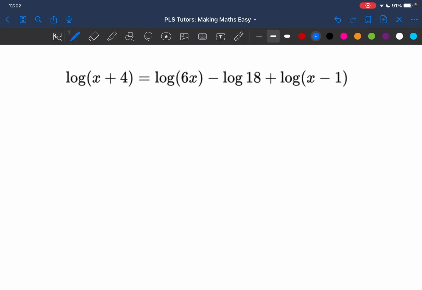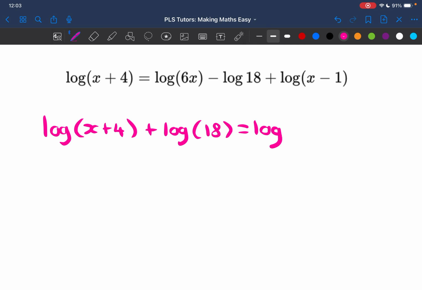Okay, so we're going to start off. I personally don't like negatives, so I'm going to take this minus log 18 and add it to the other side, okay? But when you did it on your own, if you combined these two, for example, by doing 6x divided by 18, that gets you the same answer eventually anyway. So don't worry about that too much. So all I've done to start off is I've added that log 18 to the other side. Okay, where do we go from there?